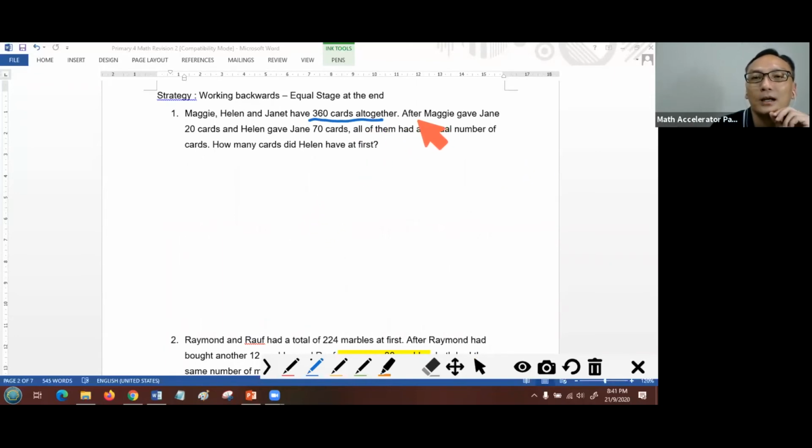So Maggie gave Jane 20 cards. Helen gave Jane 70 cards. All of them have an equal number of cards, right? So now, the first thing I want to ask you, does the number of cards at the beginning and at the end, are they the same? Right, are they the same? No. Okay, let's check why.